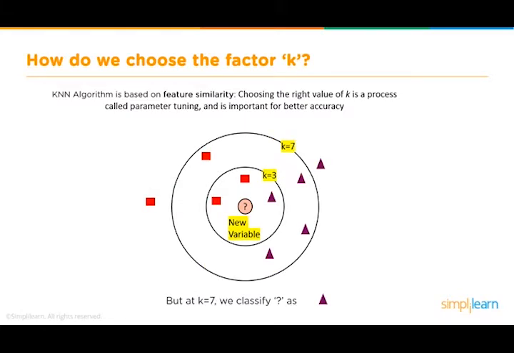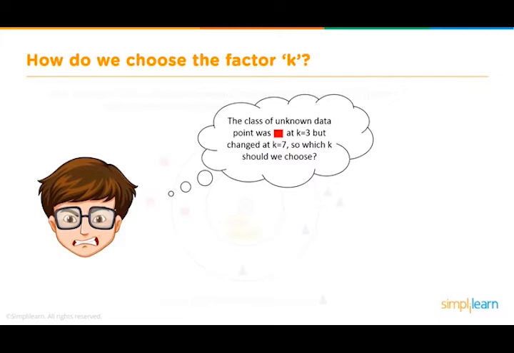And if we put K equals 7, we classify it as a triangle, depending on what the other data is around it. And you can see as the K changes, depending on where that point is, that drastically changes your answer. And we jump here where we go, how do we choose the factor of K? You'll find this in all machine learning. Choosing these factors, that's the face you get. It's like, oh my gosh, did I choose the right K?